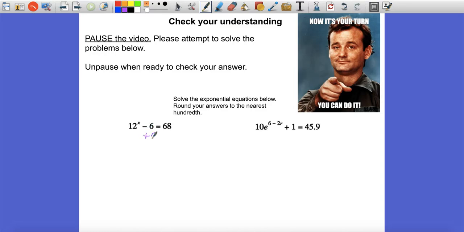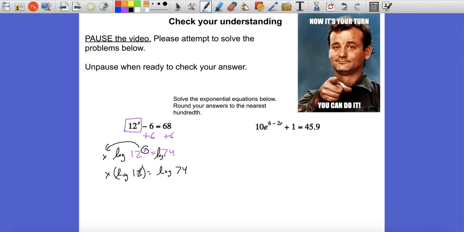So first, we want to isolate this. We want to start by adding 6 to each side. So we've got 12 to the x equals 74. And now remember, once it's isolated, we take the log of each side. So we got log of 12 to the x equals log of 74. Bring my x out front. So I've got x times log 12 equals log 74.